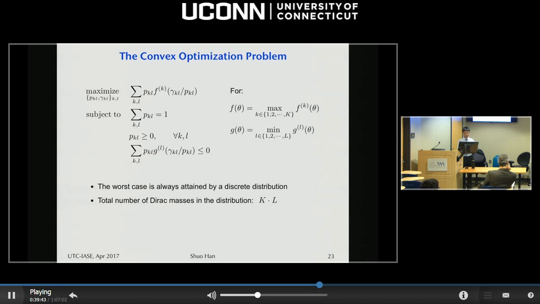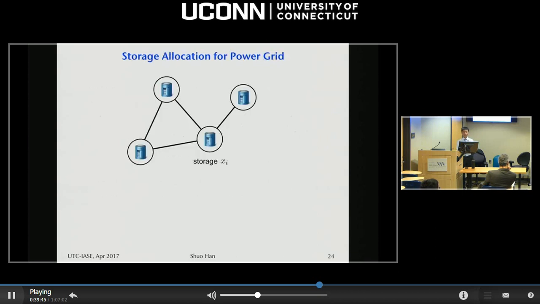So in the following, I'm going to spend some time revisiting the problem that I mentioned in the beginning of the presentation. So now let's do the first example, which is, yes.